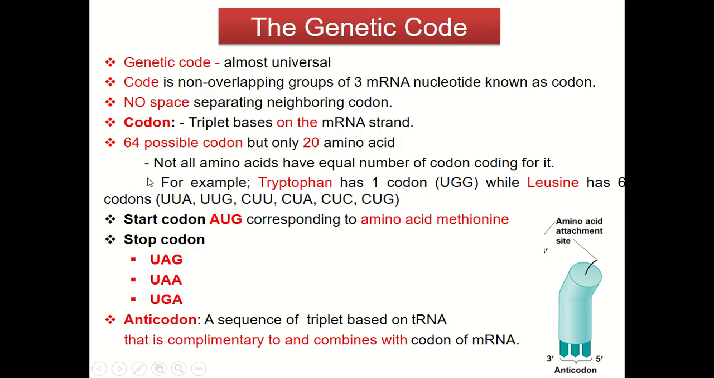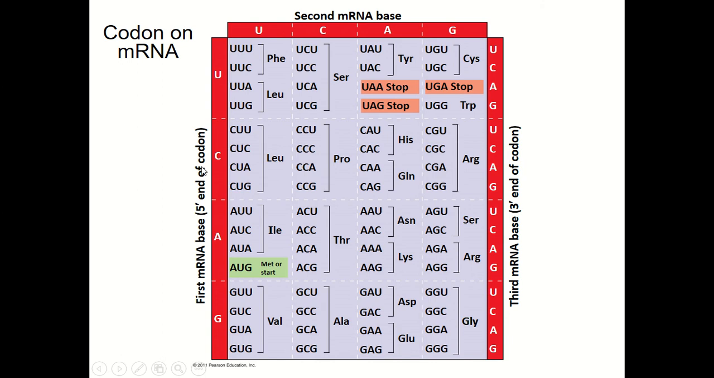However, not all of the amino acids have an equal number of codons coding for them. For example, tryptophan has only one codon, which is UGG. So let's look here. Where is tryptophan? Here, this one is tryptophan. As you can see, tryptophan only has one codon that codes for the amino acid tryptophan.